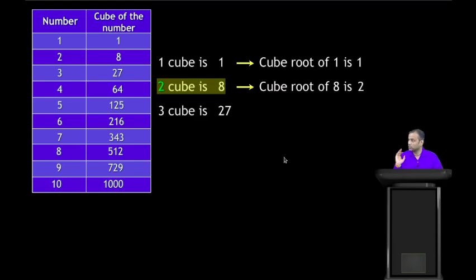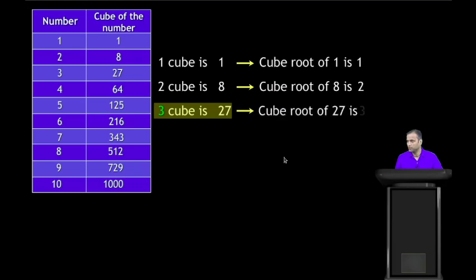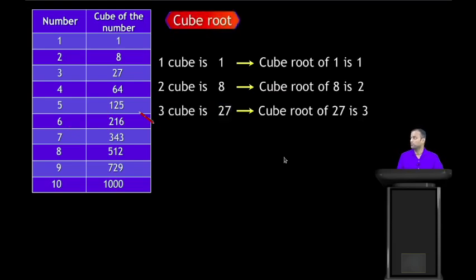Now what is the cube root of 27? Yes, the cube root of 27, very good, it is 3. So that's how we can find the cube root of any number. My question is, what is the cube root of 216? Tell me. Yes, very correct answer. The cube root of 216 is 6. So these are called cube roots.